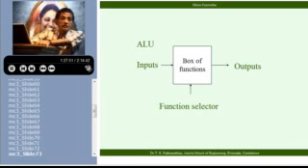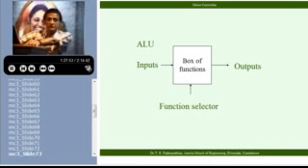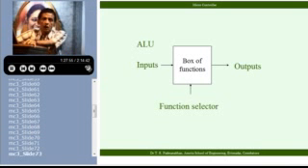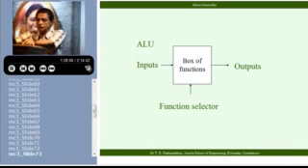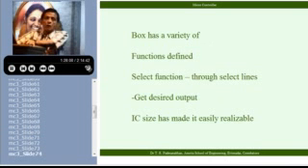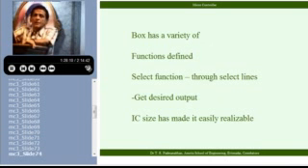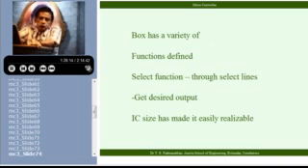It is up to you to select your function. If you are clear what you want, you just use that output. The box has a variety of functions which are defined. You select your function through the select line, get the desired output. Now, with today's IC size, it has become possible to have elaborate ALUs realized.